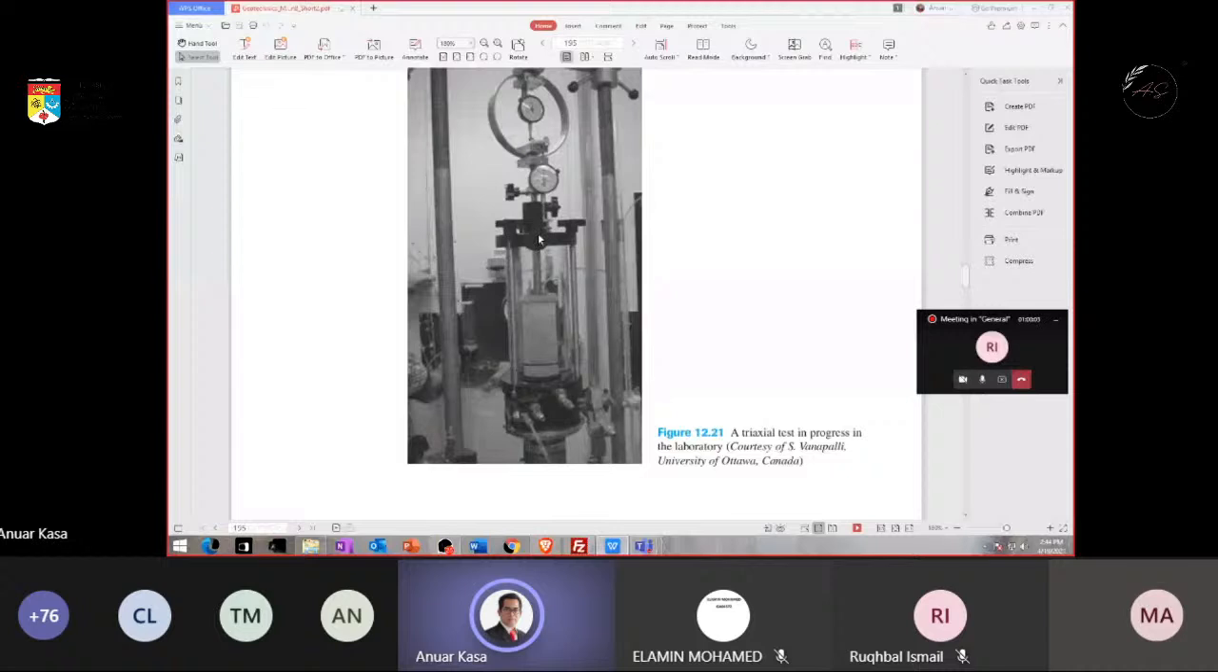And sigma 1 is calculated by taking the sigma 3 inside plus the additional axial load. So we get the normal stress here.